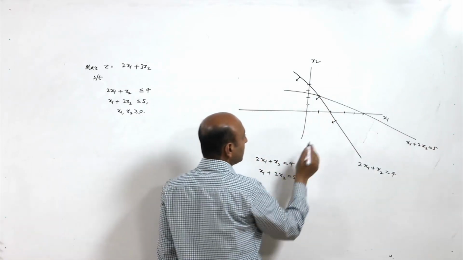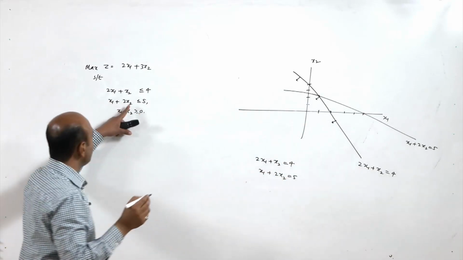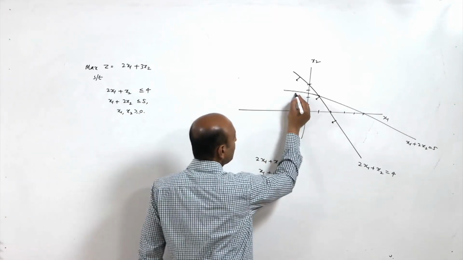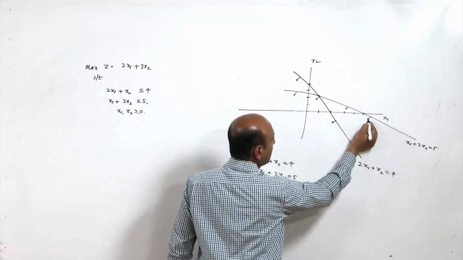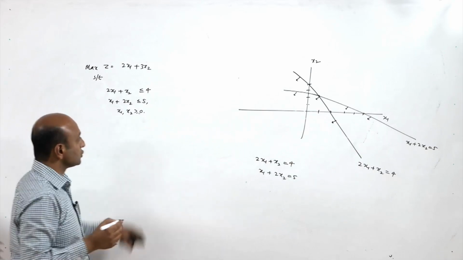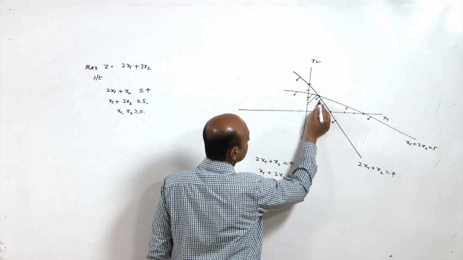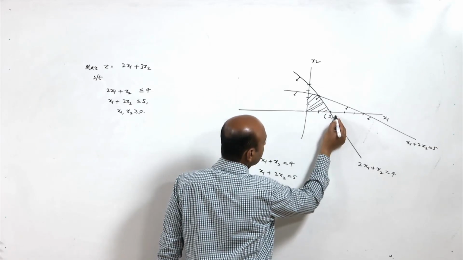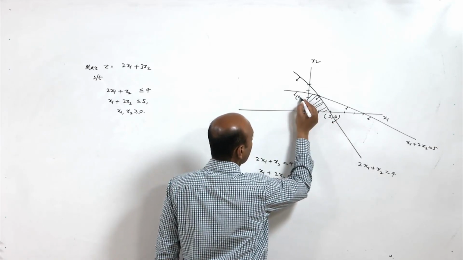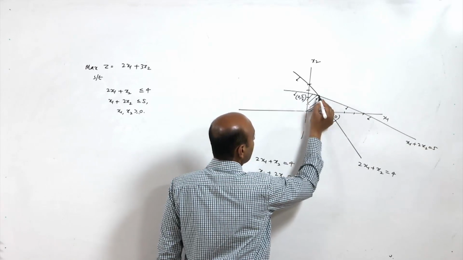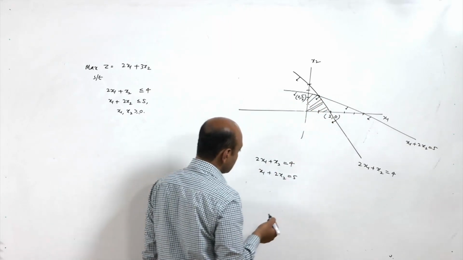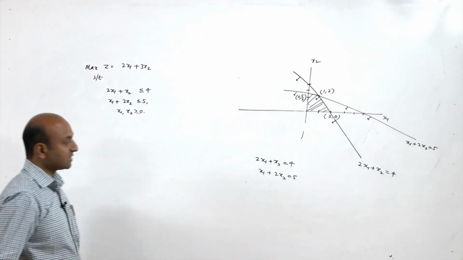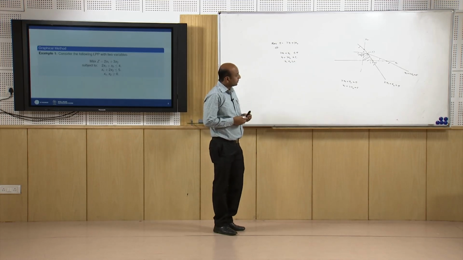Of course, when you take 0 comma 0 it satisfies this constraint, so shading is toward the origin. You shade towards the origin and it must be in the first quadrant also. So, this is the feasible region. This point is 2 comma 0, this point is 0 comma 5 by 2, and the intersection of these two is 1 comma 2. You can see 1 comma 2 satisfies both the constraints.